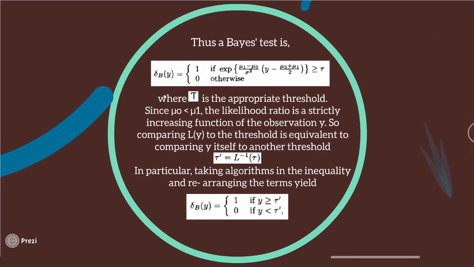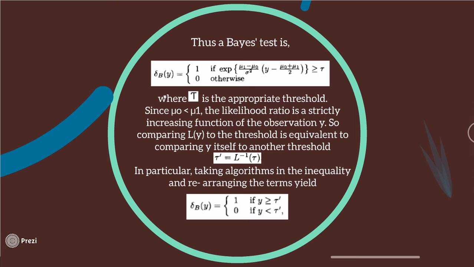Thus the Bayes test is given by delta B of y, which is equal to 1 if L of y is greater than tau, and 0 otherwise, where tau is the appropriate threshold. Since mu0 is less than mu1, the likelihood ratio is a strictly increasing function of the observation y. So, comparing L of y to the threshold is equivalent to comparing y itself to another threshold tau dash, which is equal to L inverse of tau.